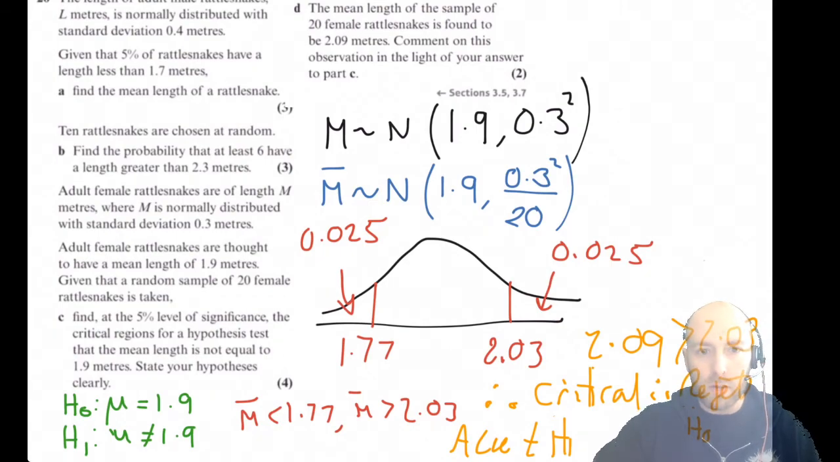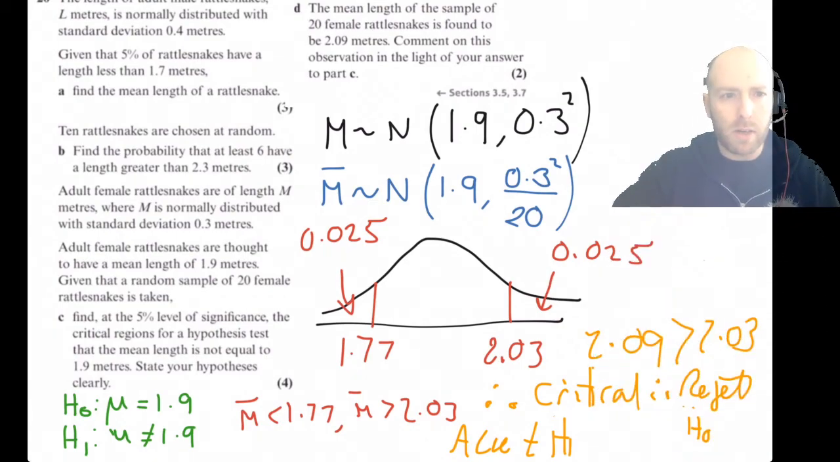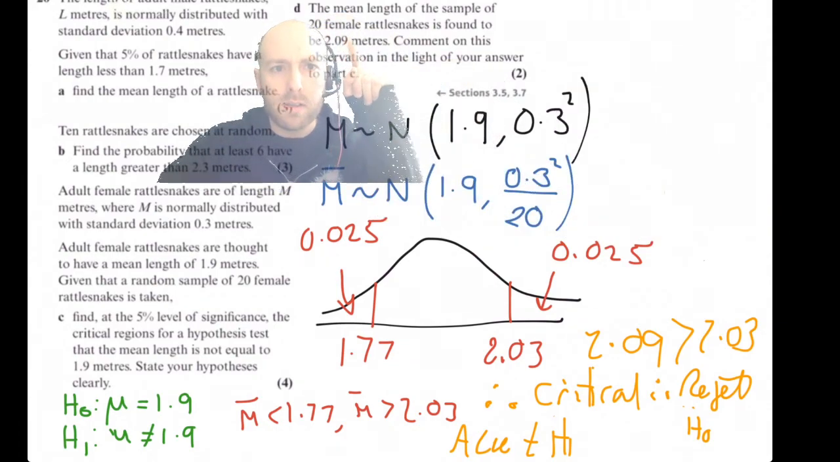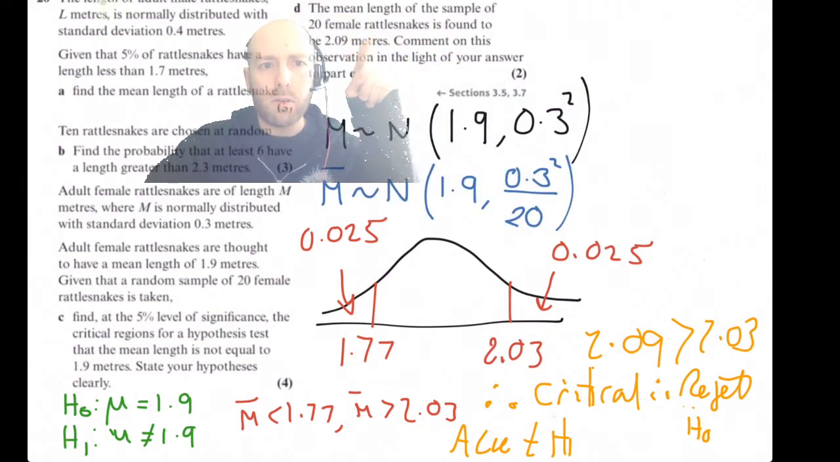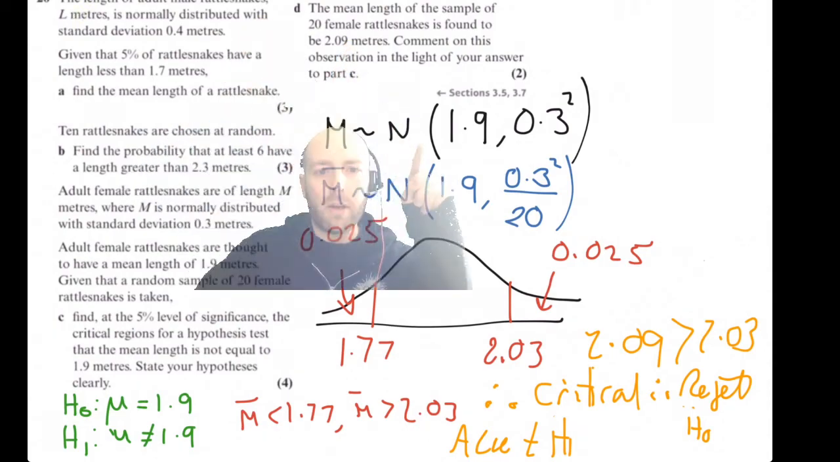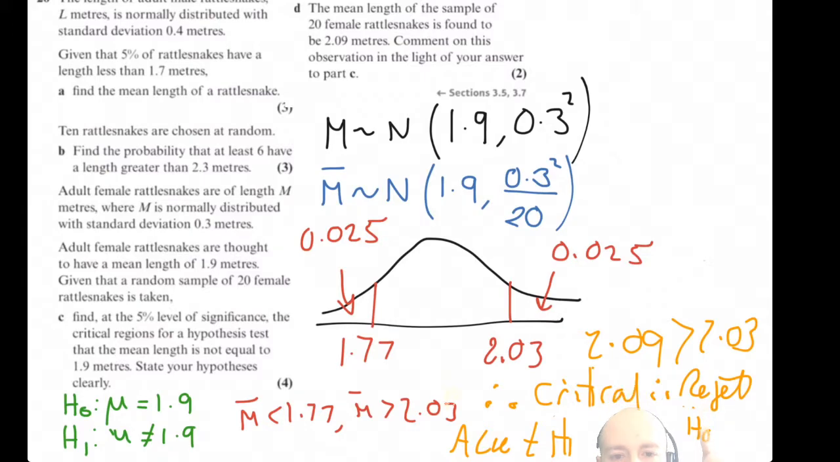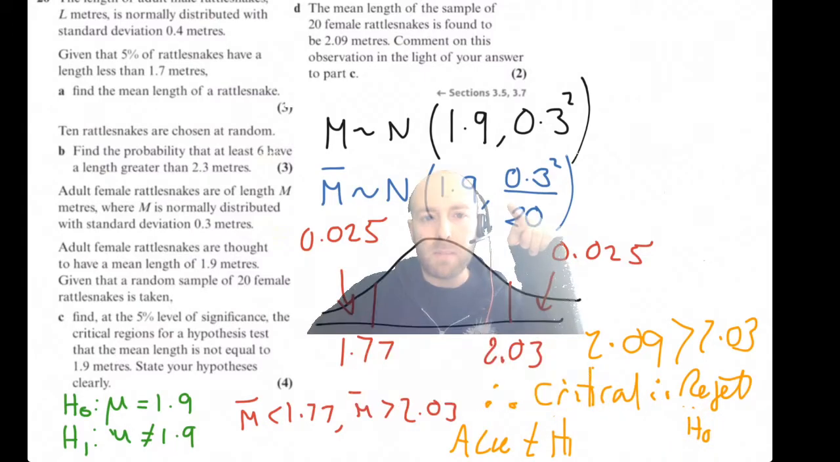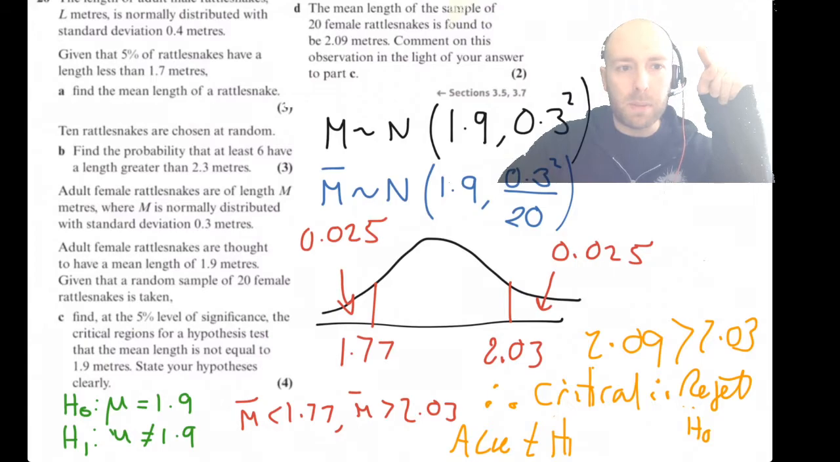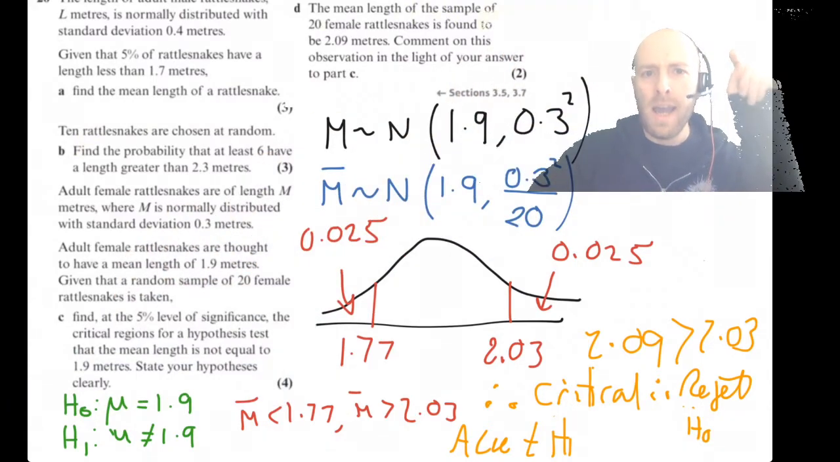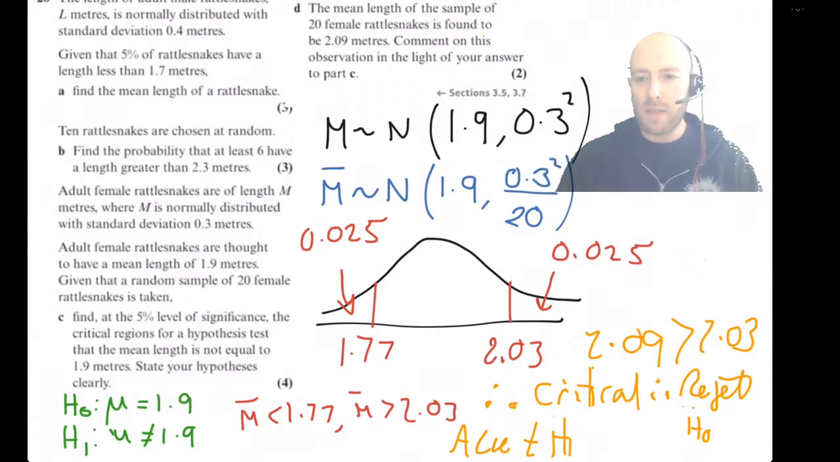Where did 2.09 come from? 2.09 is the length they gave us up here. So they found the mean was 2.09. 2.09 is in our critical region, therefore we reject the fact the mean is the same and accept the fact that the mean is likely to be bigger than the 1.9 they stated here. Any other questions on this before we move on to the van question?